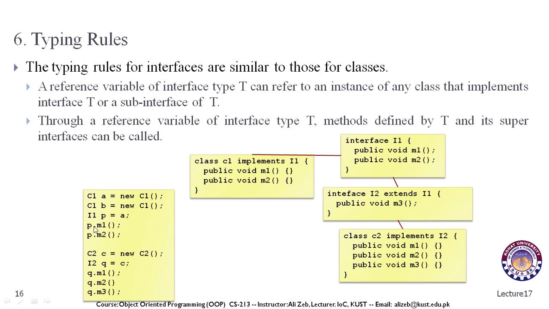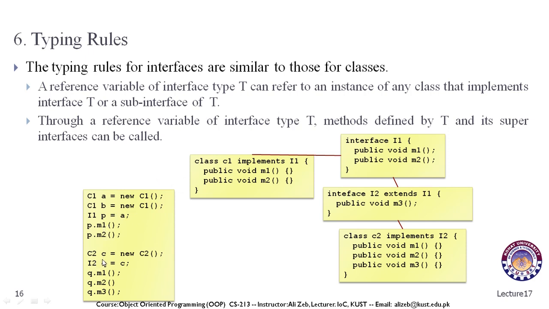We can assign this object to our reference variable P. Now we will be able to call the methods m1 and m2 using the reference variable of our interface, and it will call the m1 method implemented in the class C1, and this one will call the m2 method implemented in the class C1. You can check the case of the classes. This should be the same. There's a mistake in the slide.